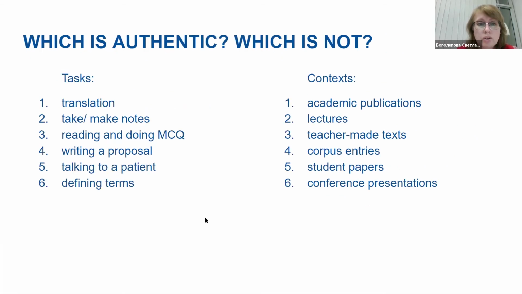So speaking about authenticity, there are tasks that we can create. Of course, we cannot avoid some tasks that can be considered non-authentic, such as reading a text in their specialization and doing multiple choice to understand if they understood the text. But again, there is a danger here.